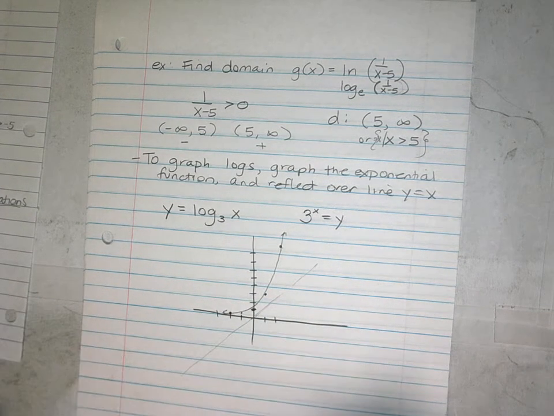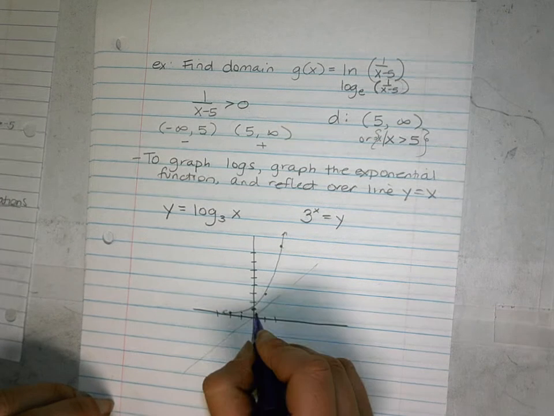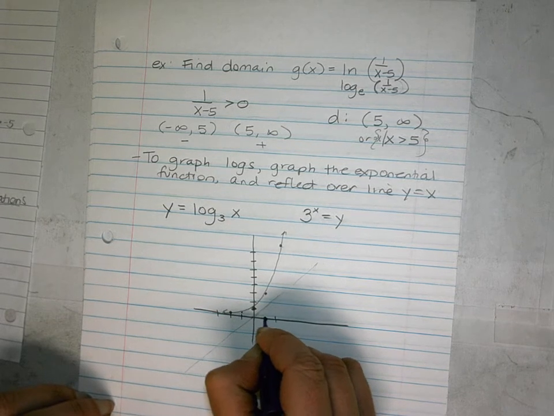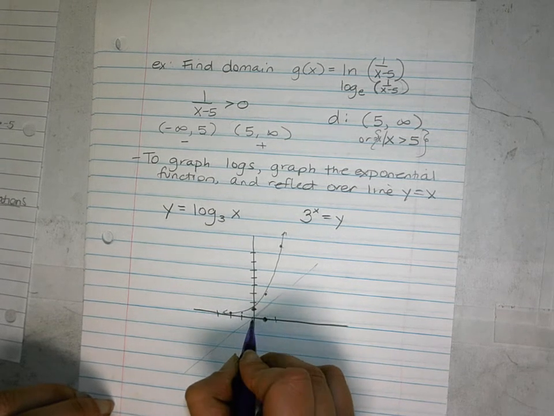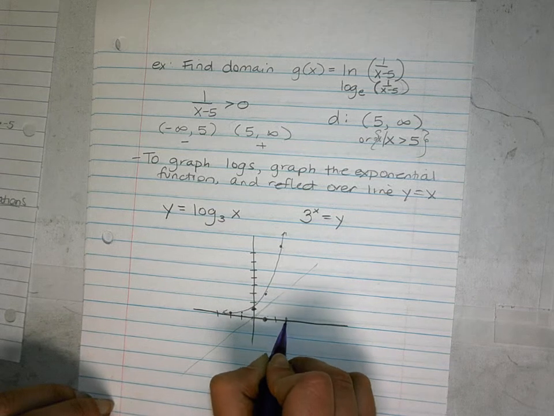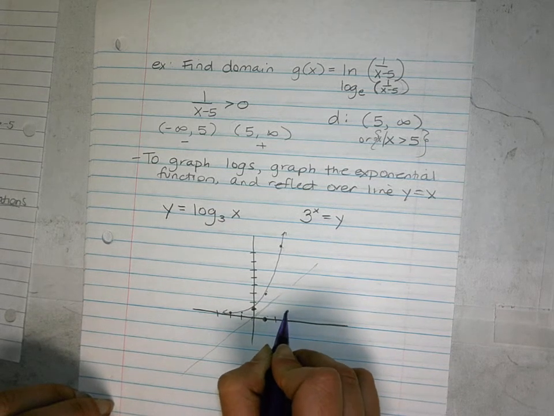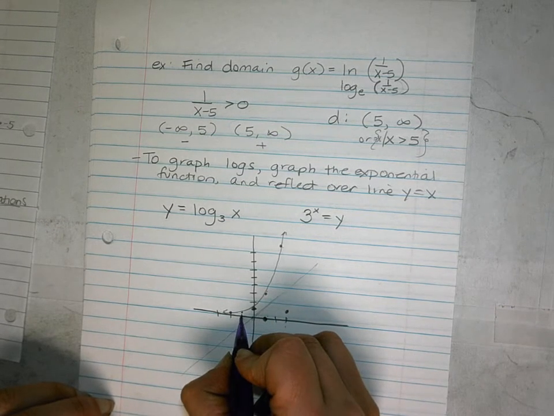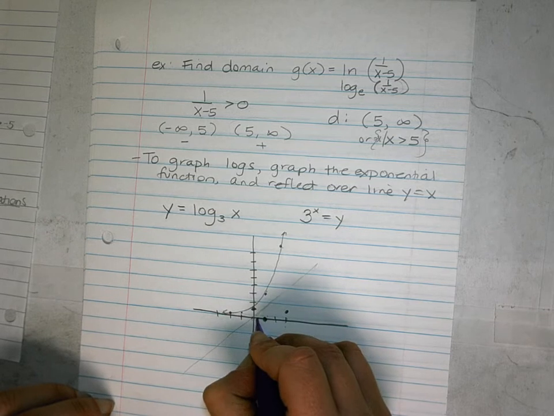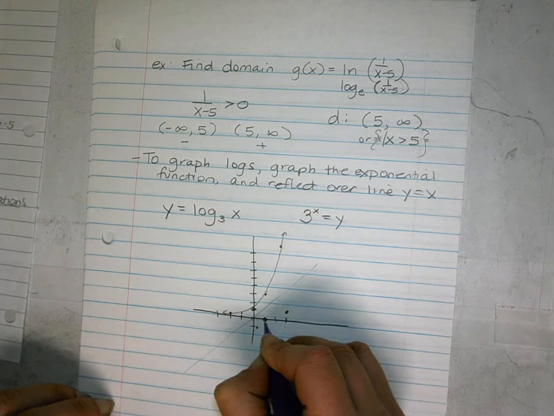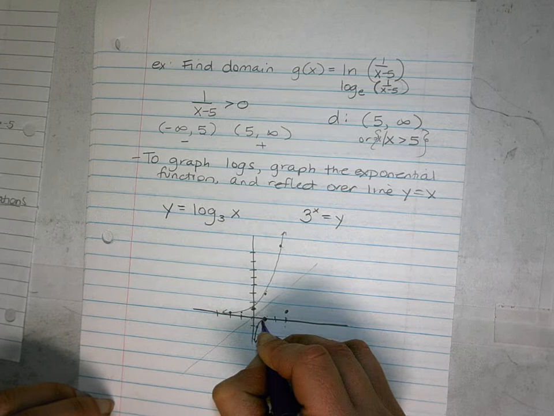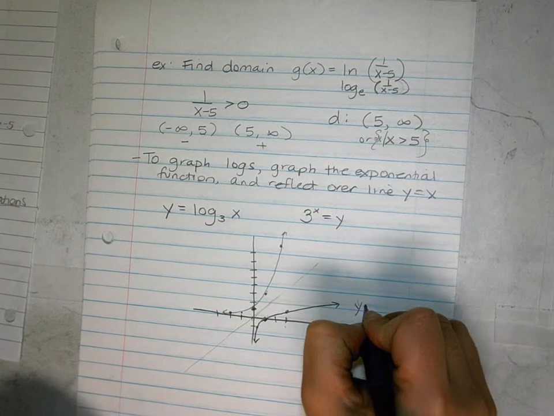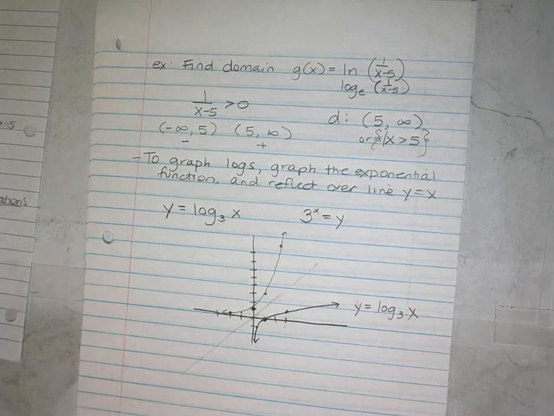And if we were to reflect it over that line, instead of 0, 1, it would be at 1, 0. Instead of 1, 3, it would now be 3, 1. And then our graph, if it was, let's say, this point right here of negative 1, 1/3, it would be 1/3, negative 1. And our graph would do this. It would hug the y-axis and kind of continue on as such. So this right here is y equals log base 3 of x.